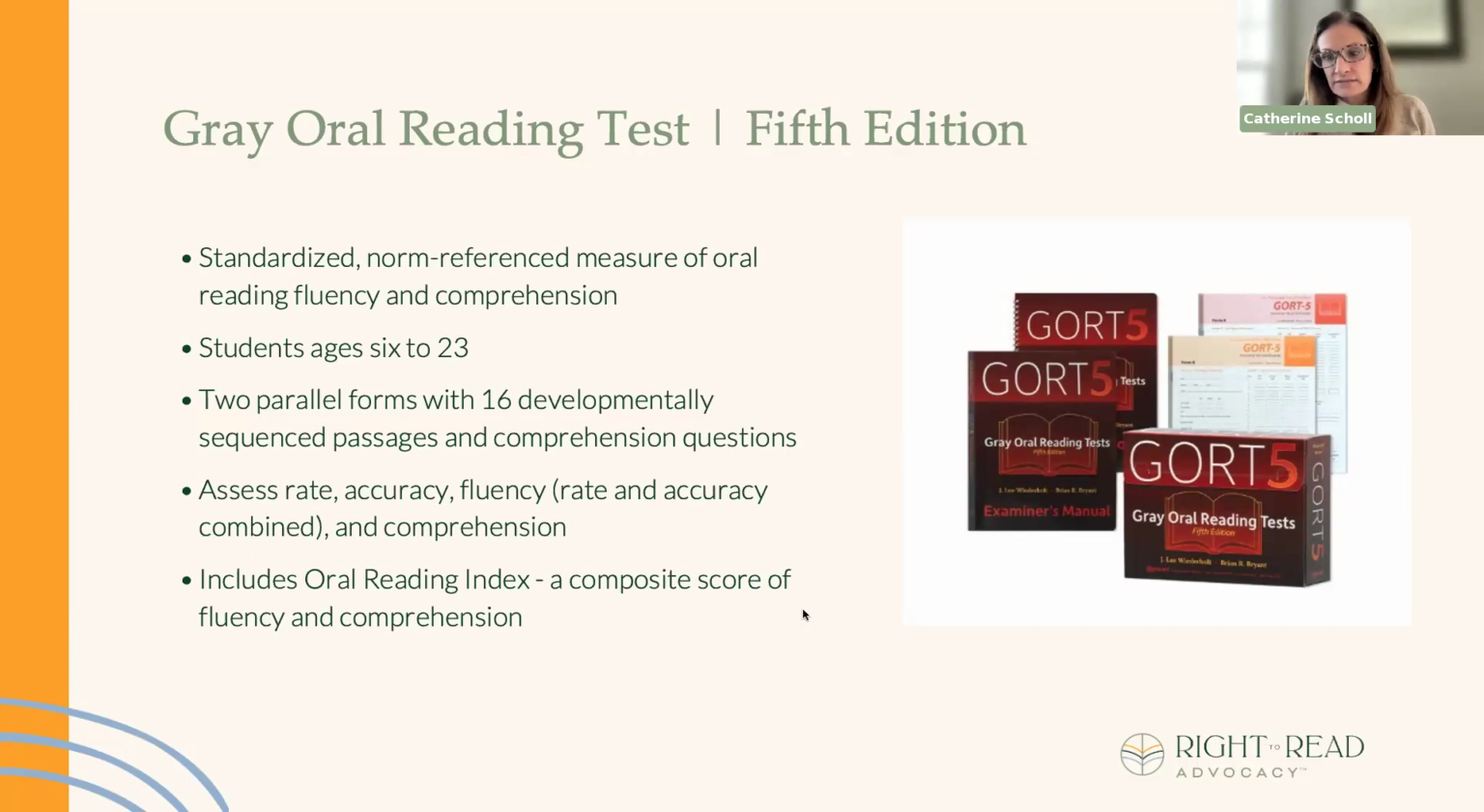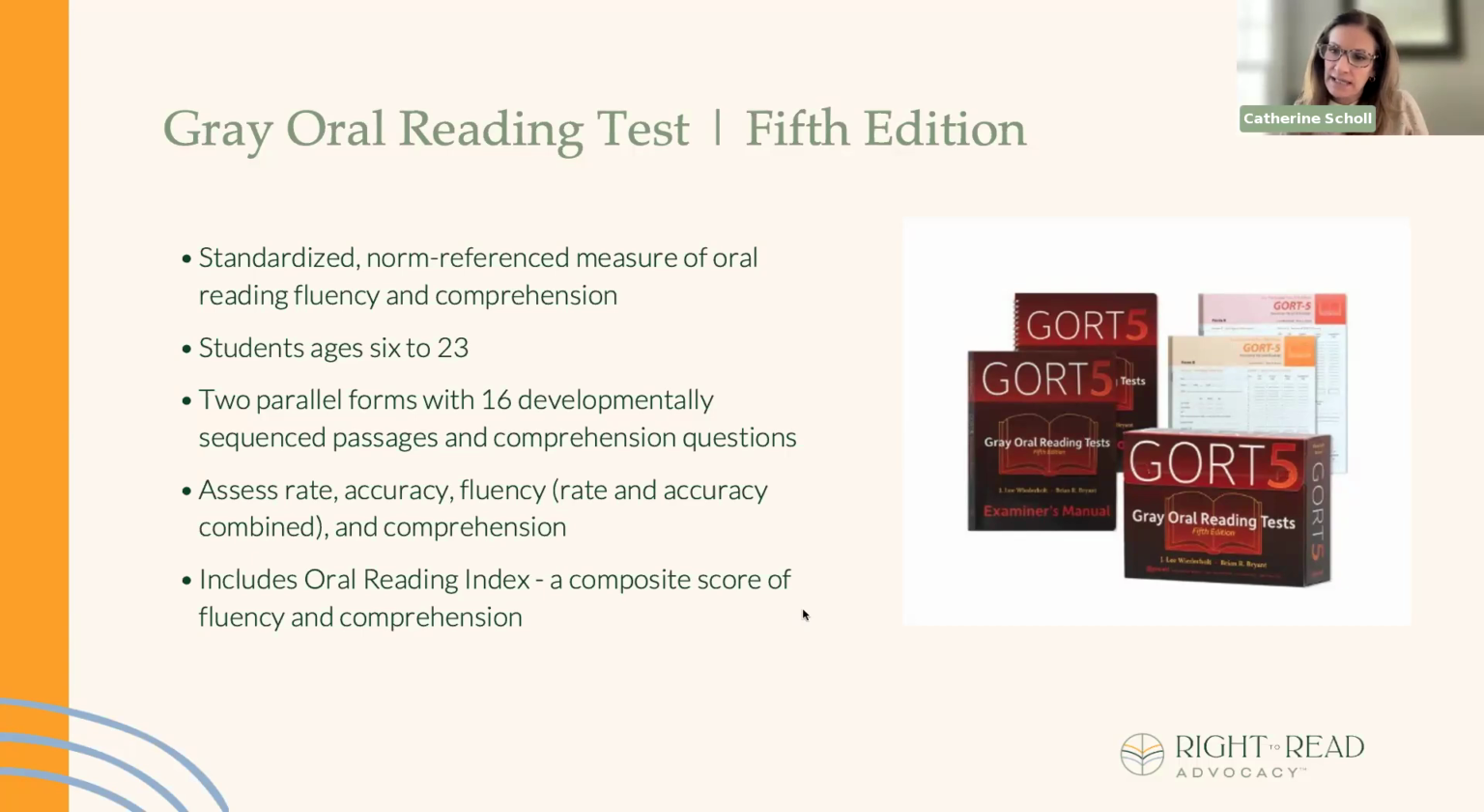And one of the gold standards that we use for students who we suspect may have reading or writing disabilities is the Gray Oral Reading Test, 5th edition, which we call the GORT. The GORT is also a standardized norm referenced measure of oral reading fluency and comprehension. We can do that with students ages 6 to 23. It has 2 different forms, an A form and a B form. So you can do the A form one year, and then the B form another year. They're exactly developmentally the same.